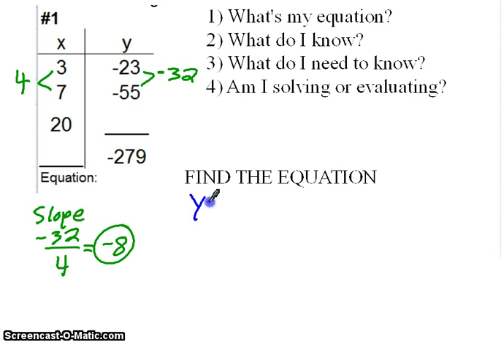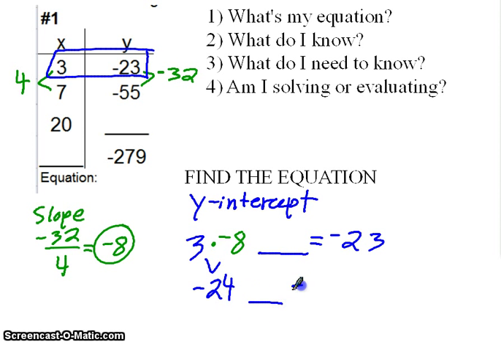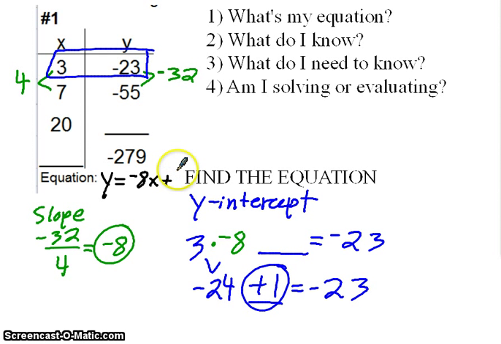My y-intercept, I'm going to pick this pair here. I'm going to say 3 times my slope, negative 8. And then I got to do something to that to get myself to negative 23. So that's going to be negative 24. I got to do something to it to get negative 23. Looks like I got to add 1. So my y-intercept is positive 1, or plus 1. My equation is y equals negative 8x plus 1.